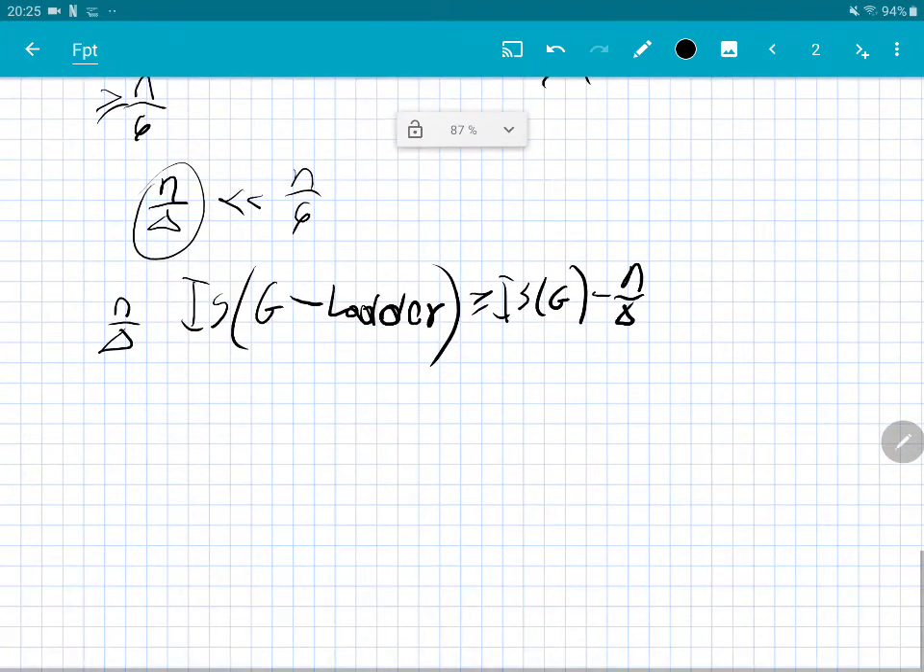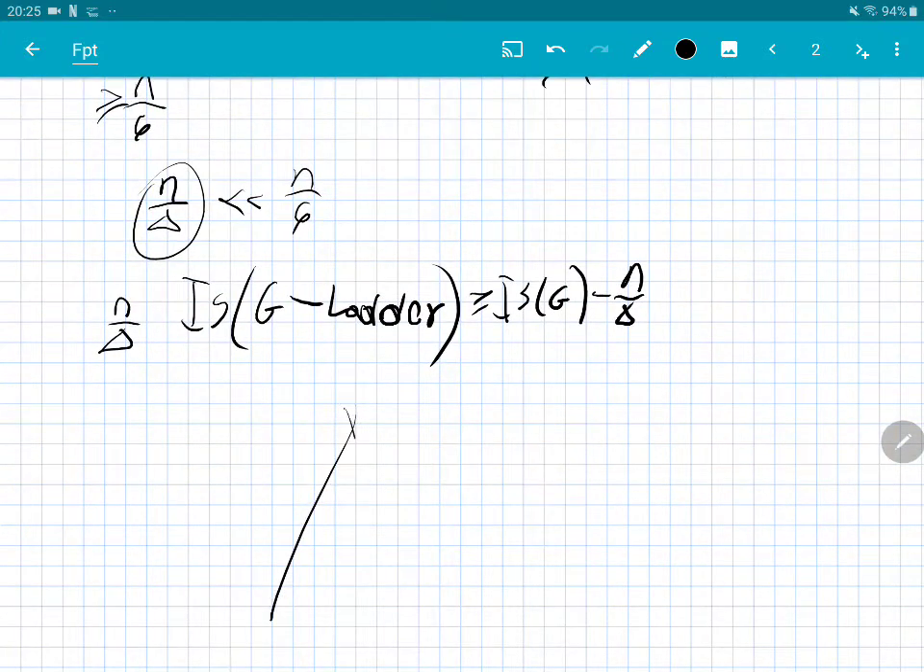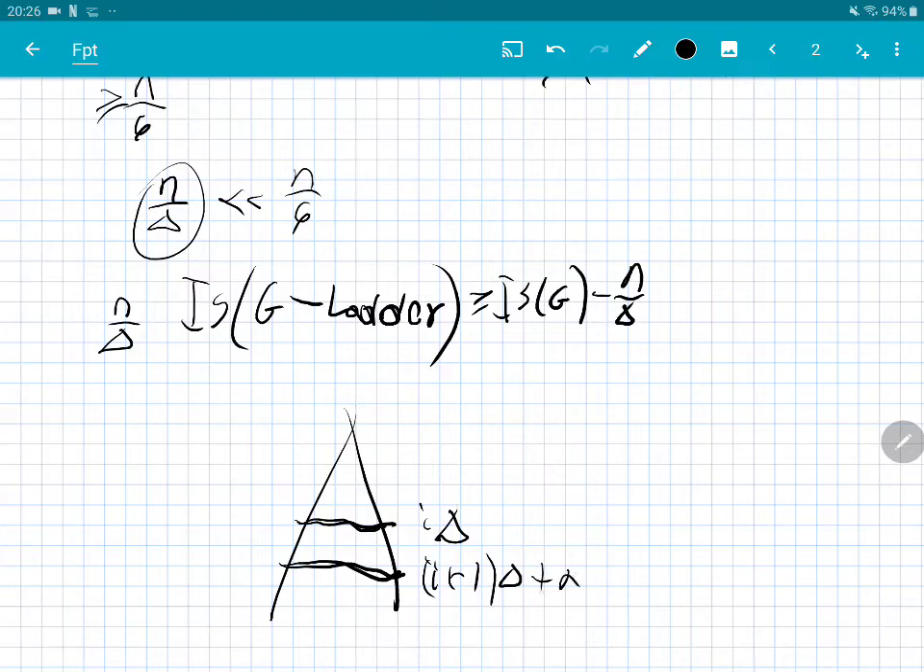Now we're left with the task that we have this portion of the planar graph between those two levels, i delta plus alpha and (i plus 1) delta plus alpha.